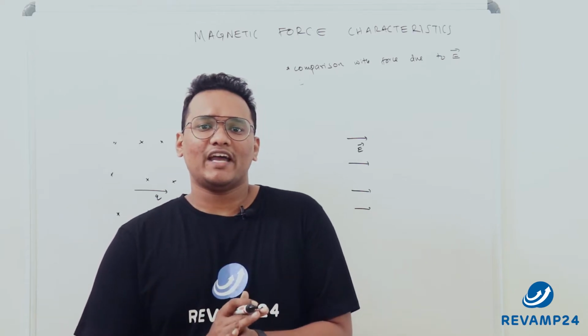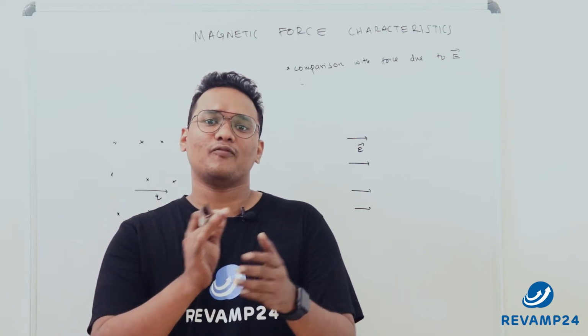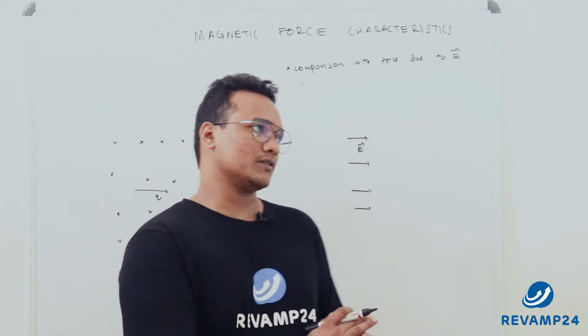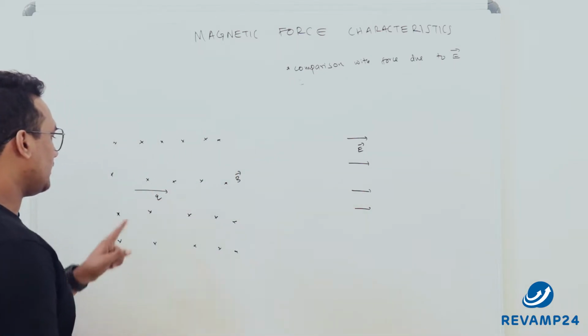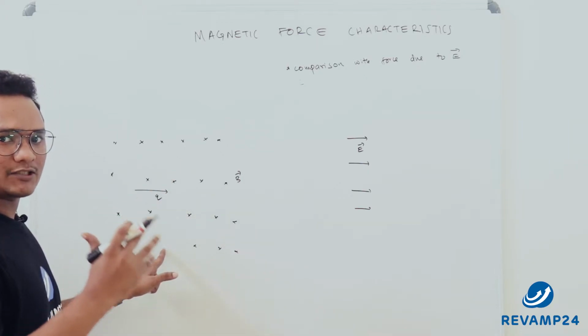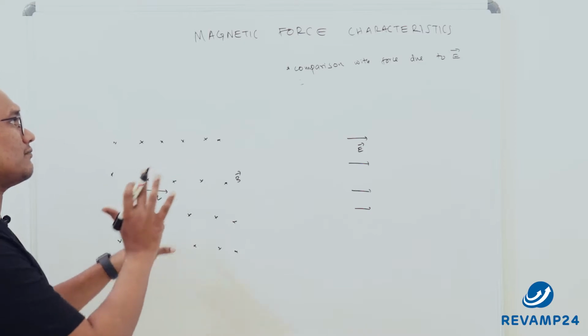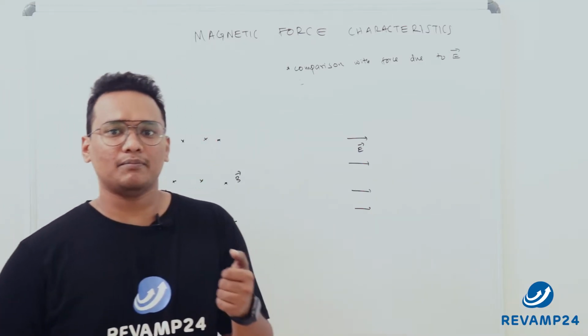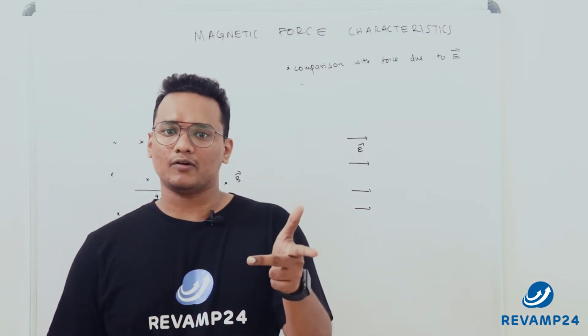In the last video, I explained to you about magnetic force. Now, how can we get the direction of magnetic force? We know that a moving charge in a magnetic field will experience some force, and that is nothing but magnetic force. Now, what will be the direction of it? That can be measured with Fleming's left-hand rule.